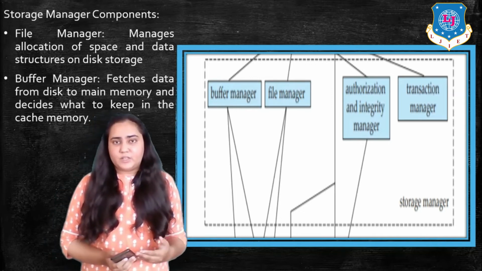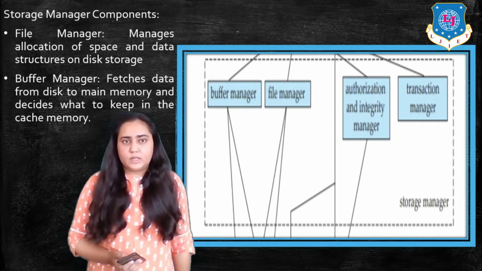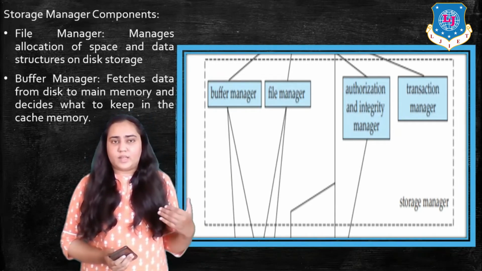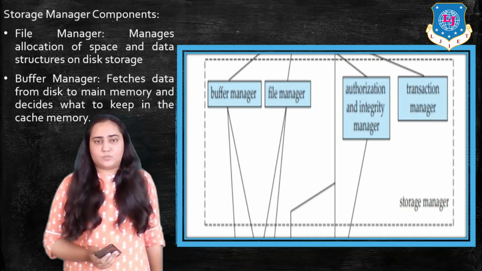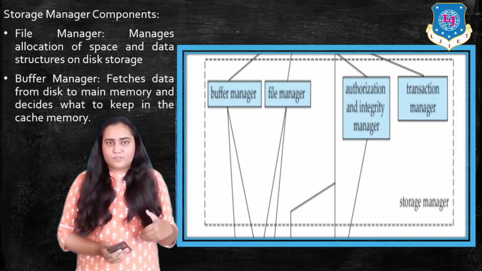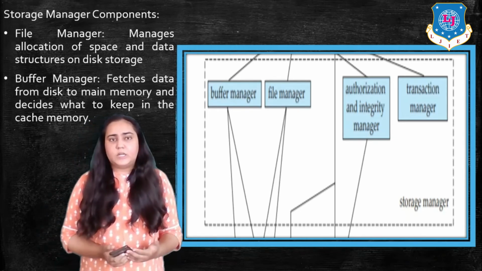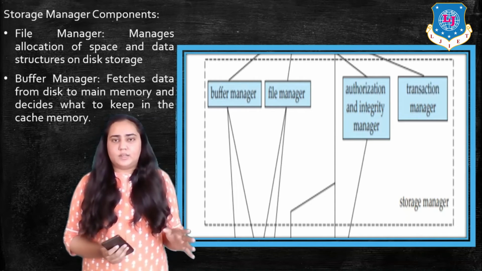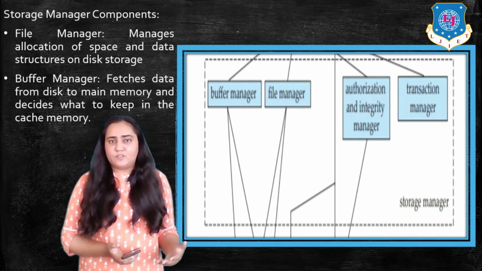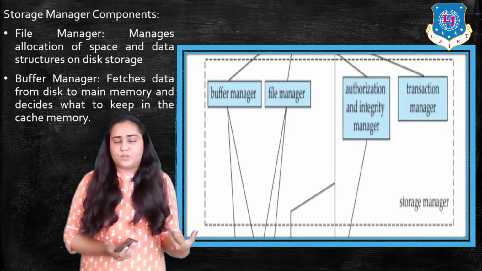There's also a buffer manager, which you can see right here. The buffer manager fetches data from the disk to the main memory, and then it decides what to keep in the cache memory. So if you know your system consists of several types of memories, and one of them is the secondary memory, which is where your data actually lives. And then there's the main memory, which is much more expensive than the secondary memory. And this is where your data is brought when you want to work on it.